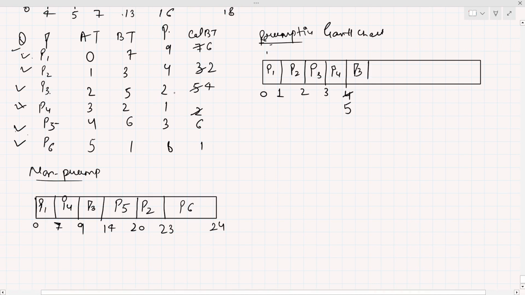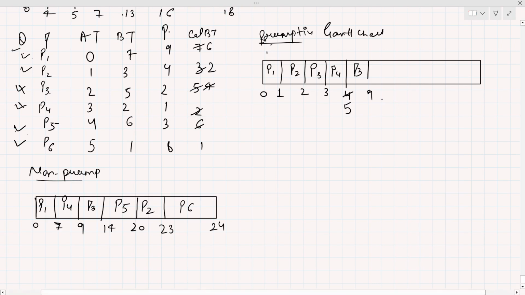Now the completion time for P3: the burst time is 4. So 5 and 4 become 9. So P3 is also completed. The next highest prioritized process is P5. The burst time is 6.